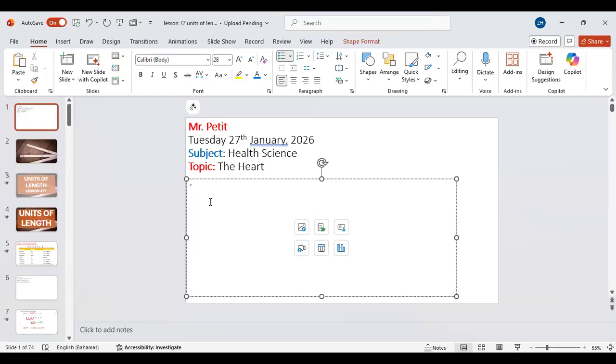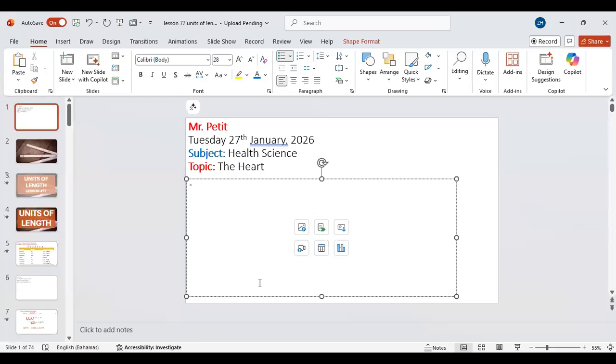So let me ask you the question. We have cells, tissues, organs, organ systems, then the organism. So cells make up tissues, tissues make up organs, organs make up systems, systems make up the body. What is the heart in those categories? An organ. Very good. What is the function of the heart? To pump blood throughout the body. Very good.